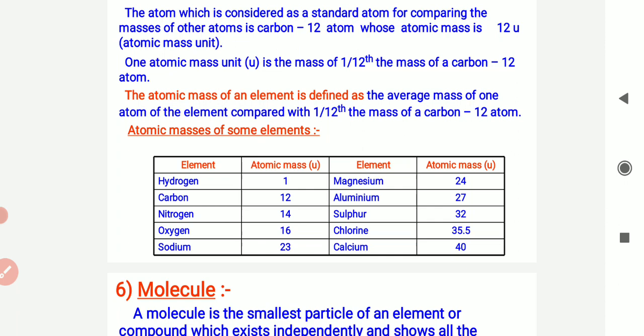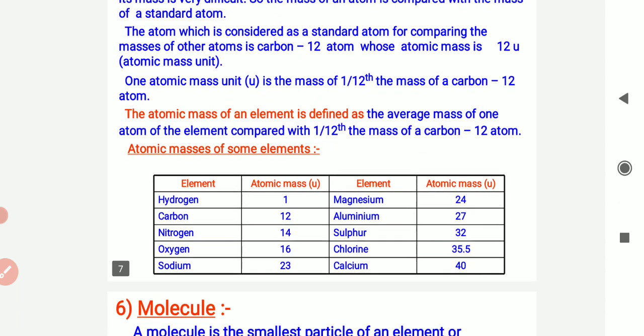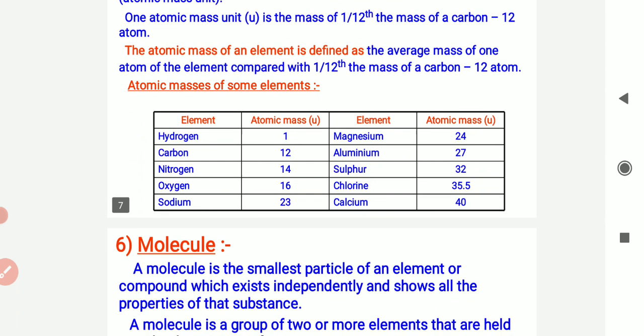Okay, now pause the video and take a screenshot of this table. You have to remember this table all the time. You can also write it on paper and paste it near your study table to learn it regularly, because this is a very important table. You have to learn it. I think you have taken the screenshot of this table.